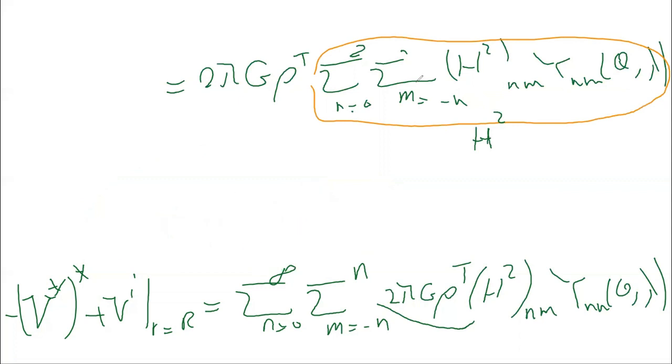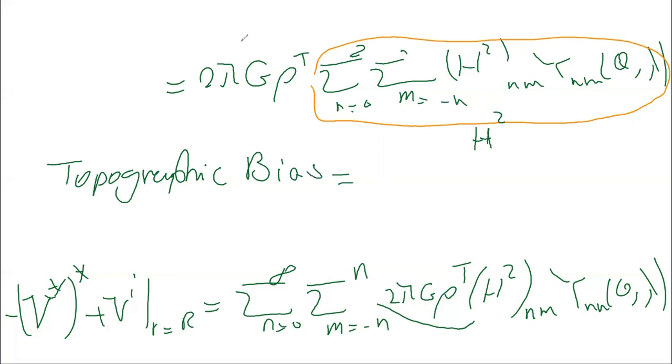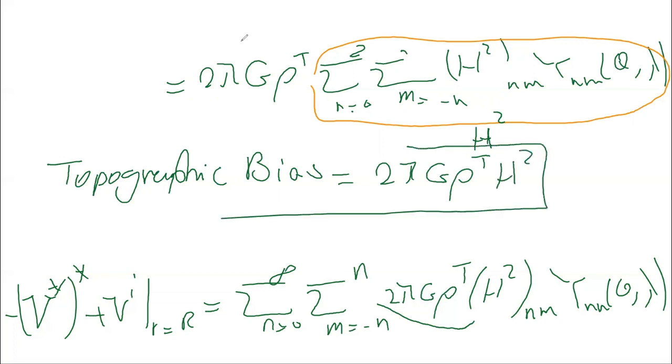Therefore, I can write topographic bias equals 2 pi G rho H squared. That's simple. However, this is only because we use the Taylor expansion for the binomial term of modeling the spherical harmonic up to the second term.